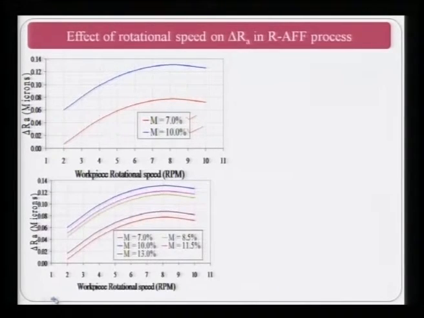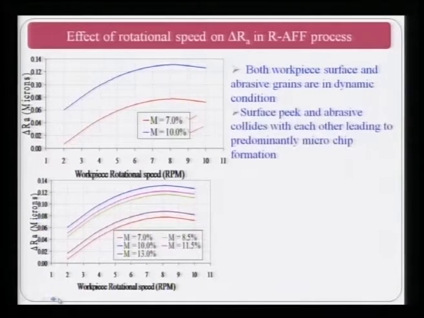Here again you can see for different cases that workpiece speed is there, then rotational speed is there. Here on the first graph, if you see both workpiece surface and abrasive grains are in dynamic condition, surface peak, this is a peak, and abrasive collides with each other, leading to the predominantly micro shape.